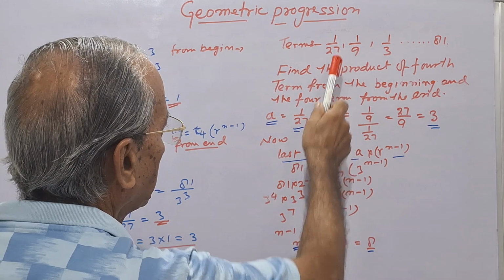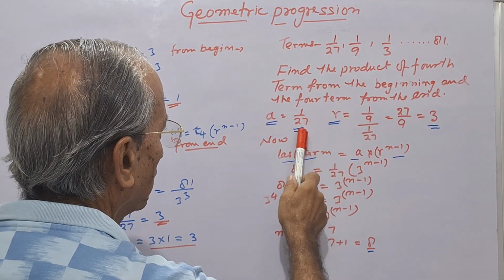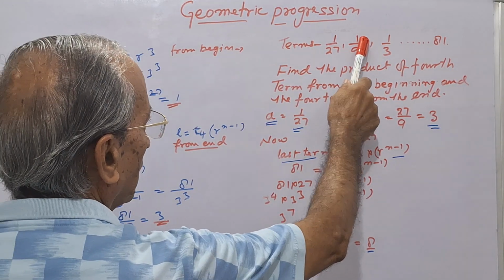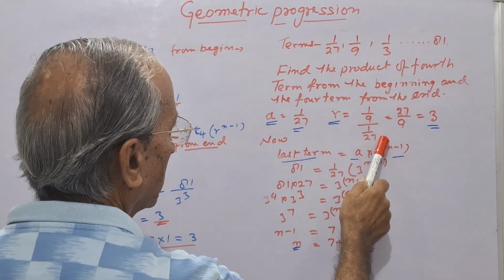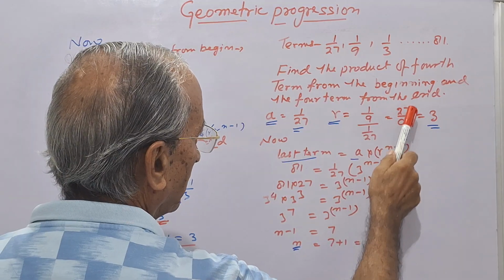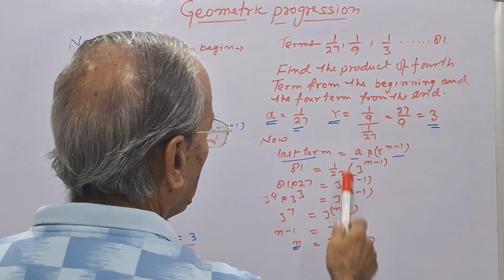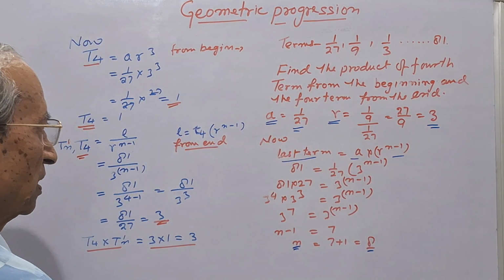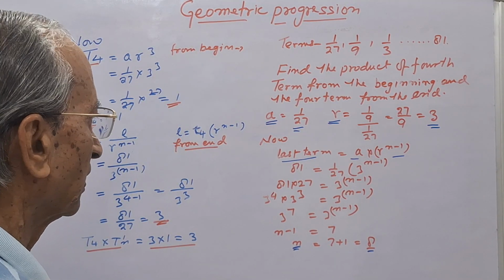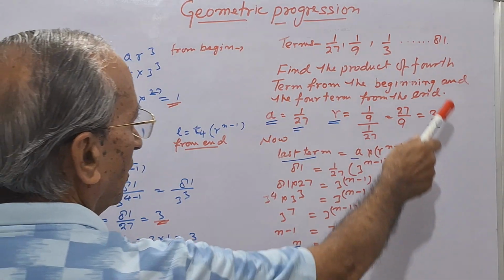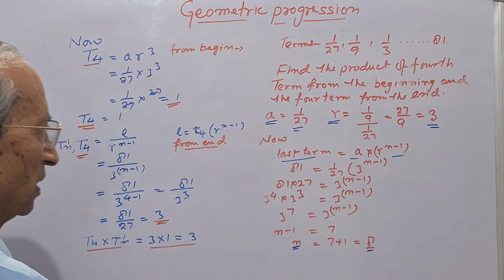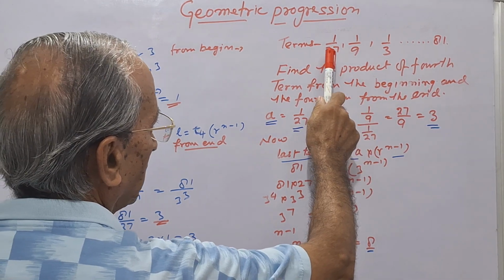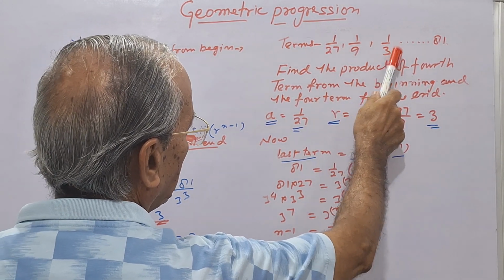So first we will find out the first term, 1 upon 27, and then the common ratio: 1 upon 9 divided by 1 upon 27, that is 27 upon 9, which is equal to 3. Now the R, that is the common ratio, is 3, and the first term is 1 upon 27. Here the last term is given as 81, that is the nth value.